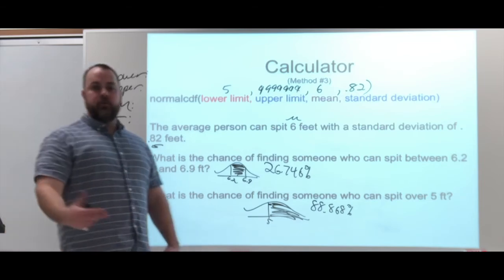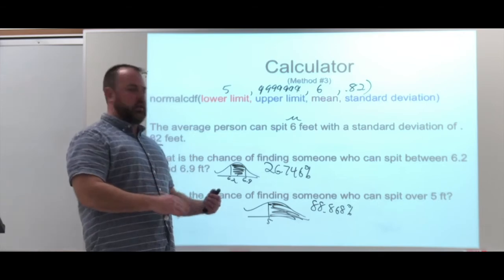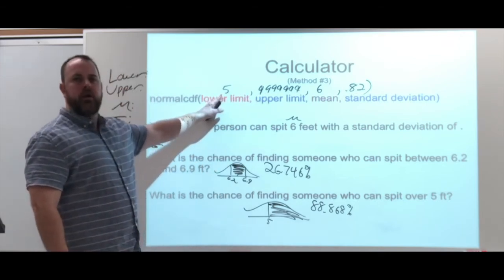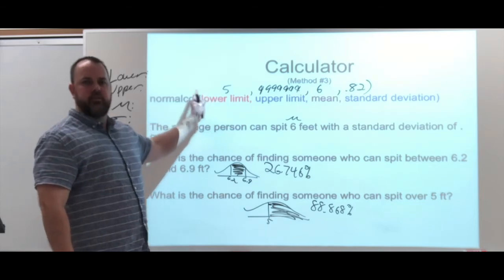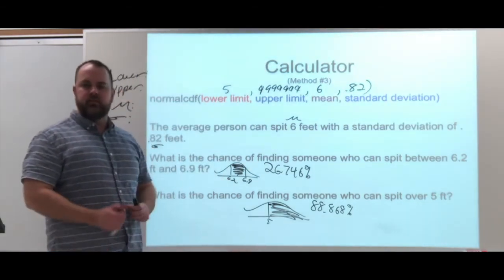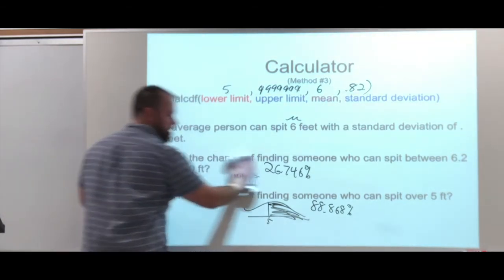Now, if it was asking for a less than, so we had an upper bound and not a lower bound, I'm just making my obnoxiously big number in my lower bound, but I'm making it negative. I would put negative 9999 and then have my upper bound be the value that it is. So there's the calculator function.